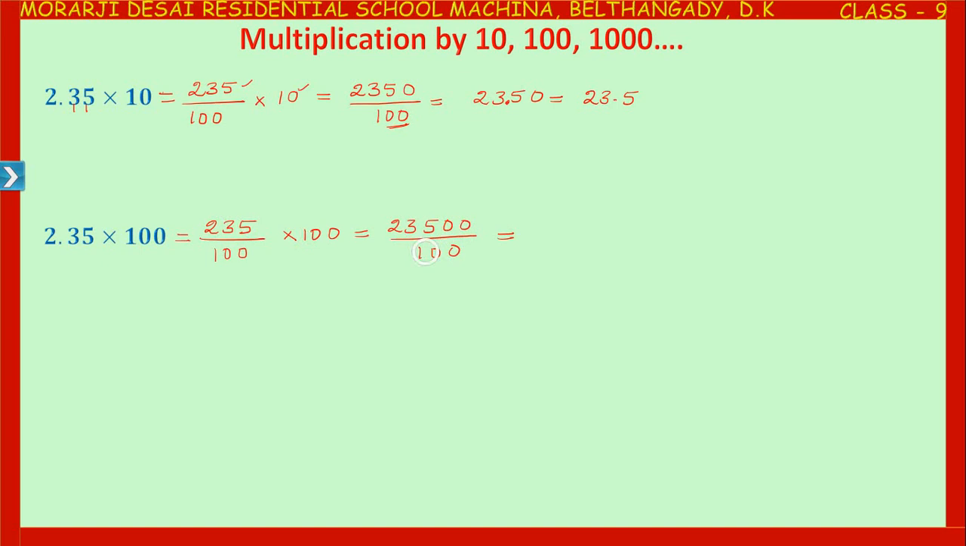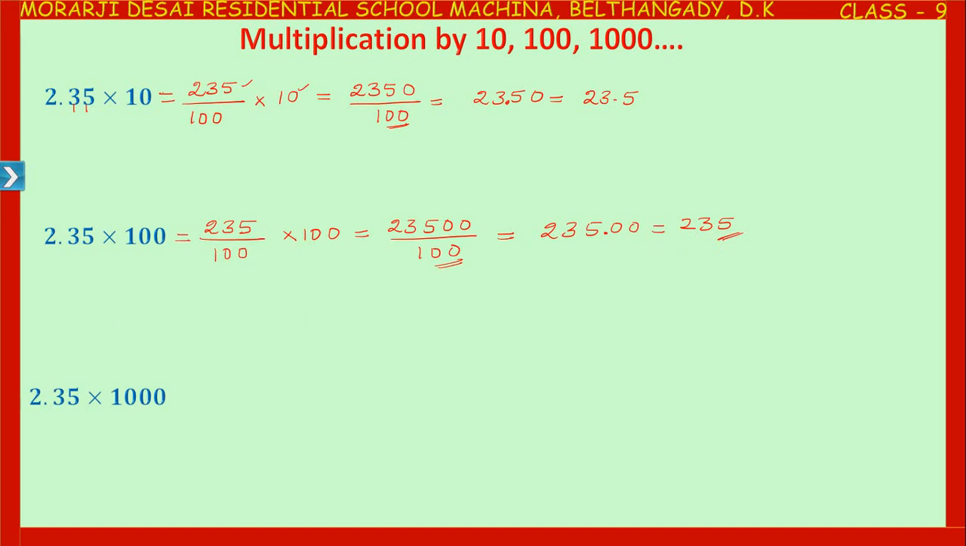Now convert this into decimal. Put the decimal point. Here in the denominator there are 2 zeros. So where is the decimal point? After the decimal point, how many digits? 2 digits. That is, the decimal point is here. So that is equal to 235.